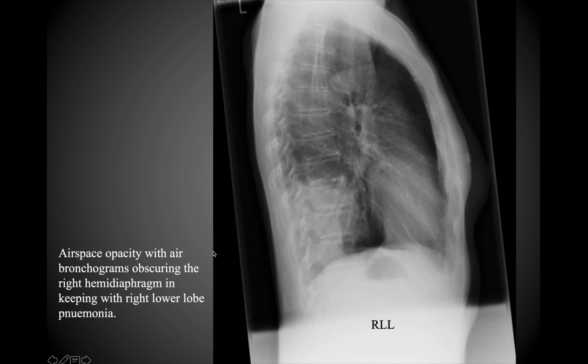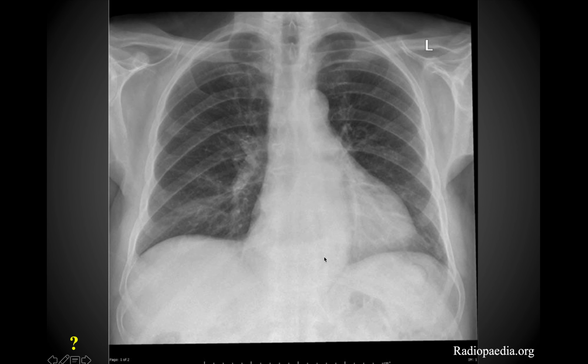And so looking at a lateral view, we can confirm that again you're not able to see the right hemidiaphragm very well, and you also aren't really able to appreciate the costodiaphragmatic recess, and so that indicates that most likely there's pneumonia of the right lower lobe of the lung in this case. So here's one more for you to look at for a moment.